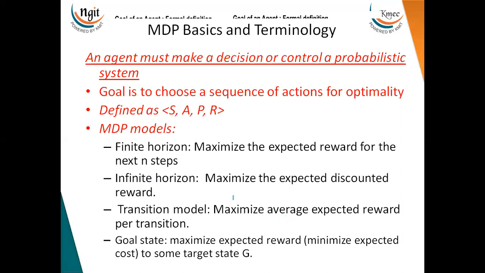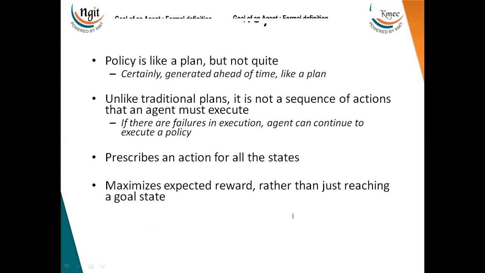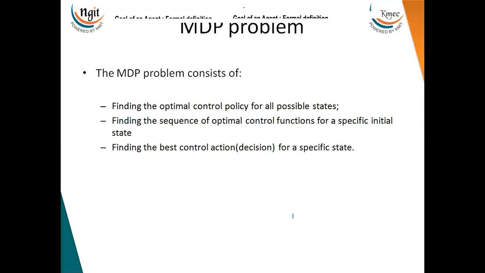Now, the MDP model may try to maximize the expected reward. It may try to maximize the expected discounted reward or the average reward, or sometimes it may need to maximize the expected reward to reach the target G. So what do you mean by policy? Policy is a strategy. It contains a set of actions, the actions that take you to the future with the maximum reward. Such a policy is called an optimal policy.